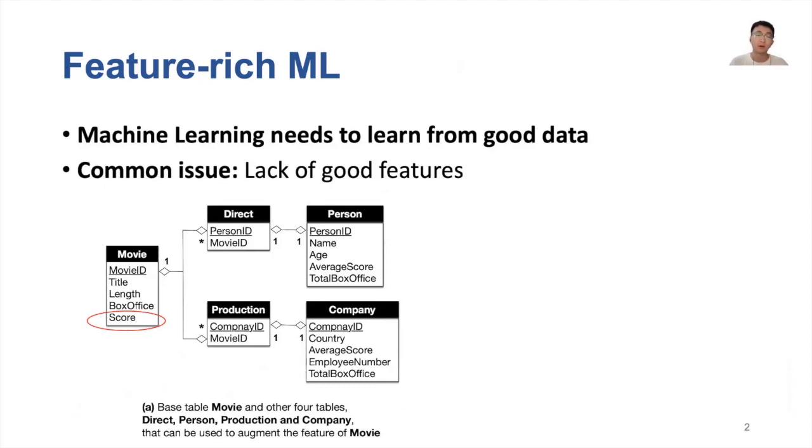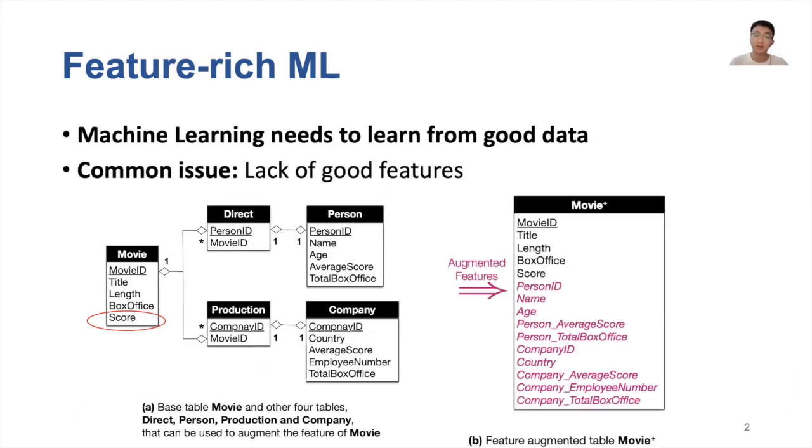Fortunately, we can augment the features of movie with other four tables. The feature-rich table with new features augmented through joins, denoted by movie plus, is shown in the red figure. With feature-rich machine learning, the trained model can achieve better accuracy.